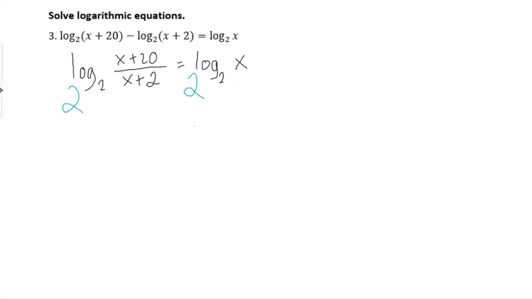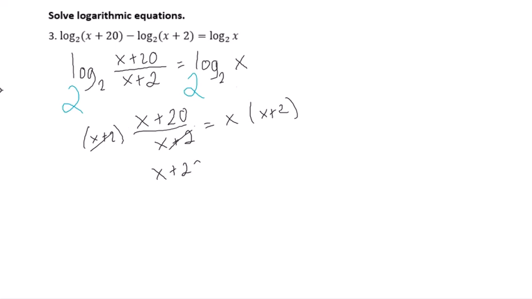Most people don't look at that. Most people see, oh, same log base, we can set the two terms equal to each other. And then we need to solve this. Multiply both sides by x plus 2. That cancels. x plus 20 equals x squared plus 2x.